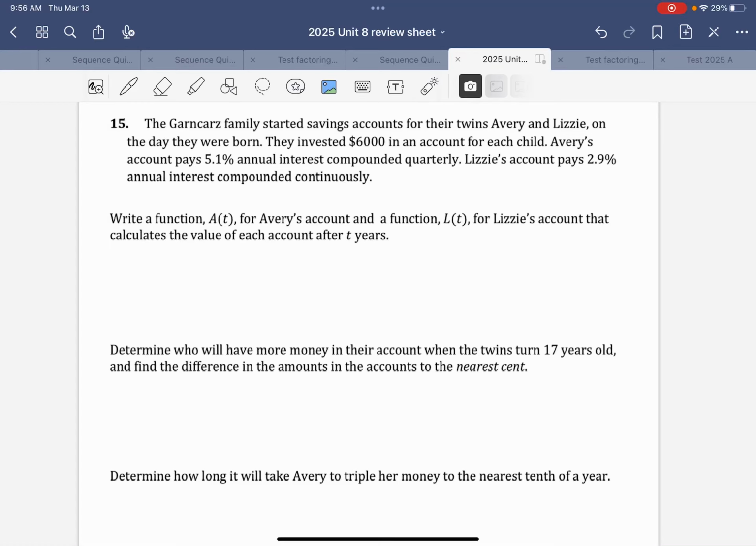Hi guys, so I know we ran out of time at the end of class and I wanted to make sure that everybody got number 15 explained to them because this is going to be 8 points on your test. 8 points out of 40 is 20%. So you need to make sure that you're comfortable with this question.